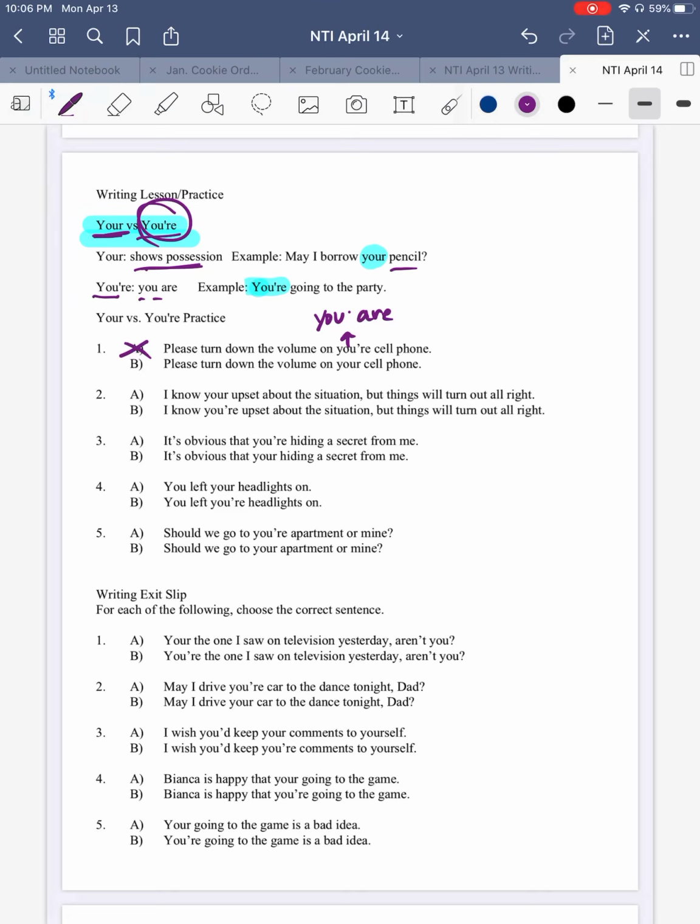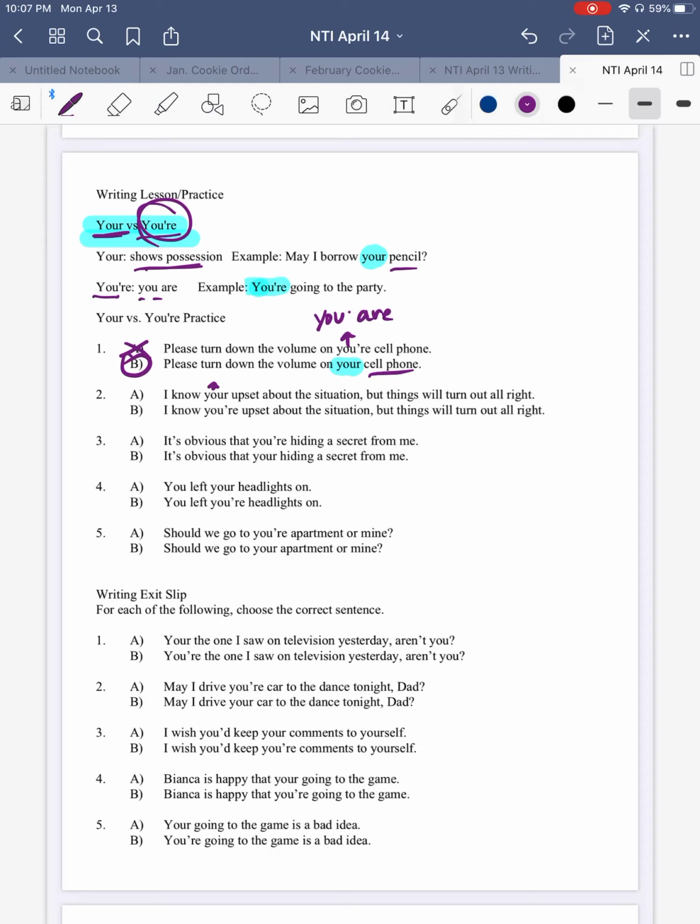B says, "Please turn down the volume on your cell phone." This shows possession of the cell phone, so this "your" makes sense. It's the most appropriate one, the correct one. So your answer for number 1 is B. Now let's look at number 2. A says, "I know your upset about the situation, but things will turn out all right." This one we know is the possessive form of "your."